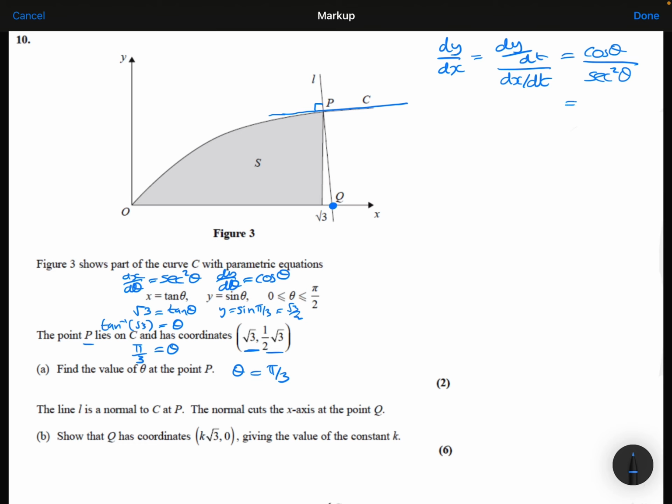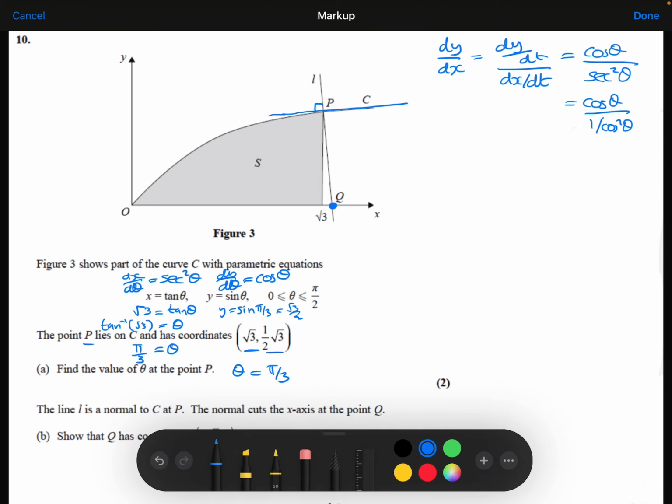So I'm going to get cos theta over sec squared theta, which is the same thing as cos theta over 1 over cos squared theta, because I know that sec squared is the same thing as 1 over cos squared. To simplify this, let's multiply top and bottom by cos squared to get rid of that fraction off the bottom. So those will cancel out and I'll just be left with cos cubed theta. That is my gradient function.